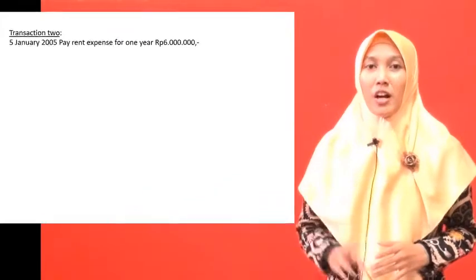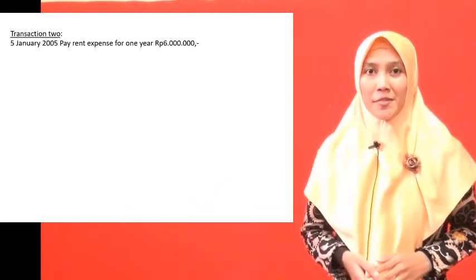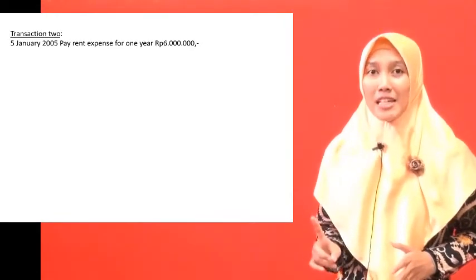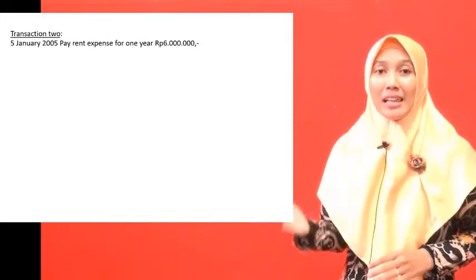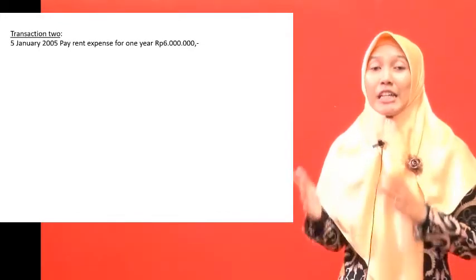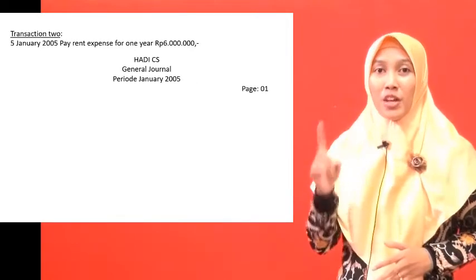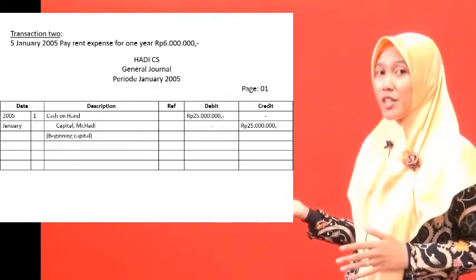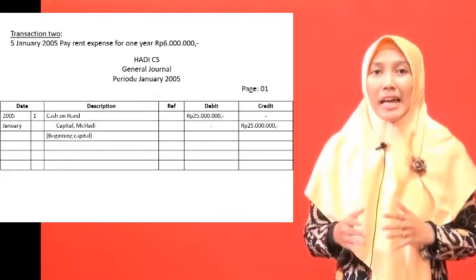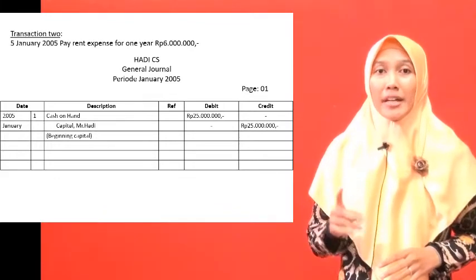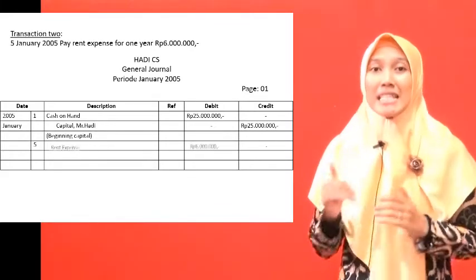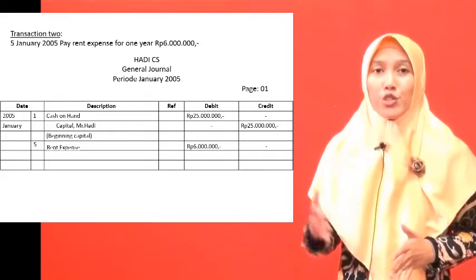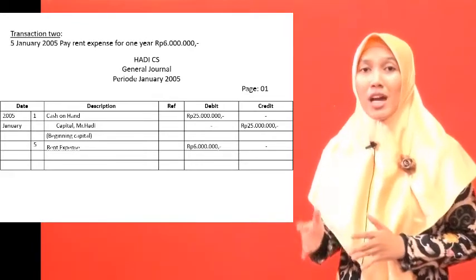Transaction 2. 5 January 2005, pay rent expense for 1 year, 6 million rupiah. Let's record the transaction into the general journal. First, write the date of the transaction, 5 January. Next, debited and credited account. Pay rent expense for 1 year, 6 million rupiah. Membayar beban sewa untuk 1 tahun sejumlah 6 juta rupiah.